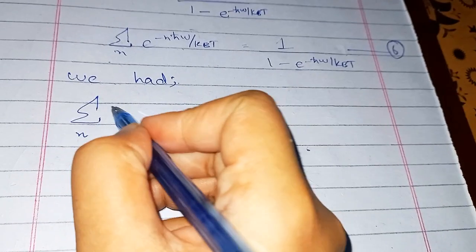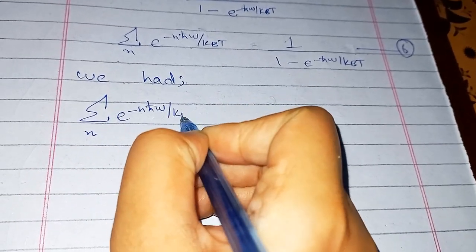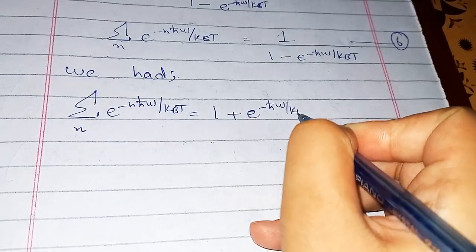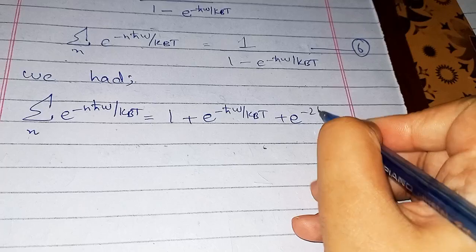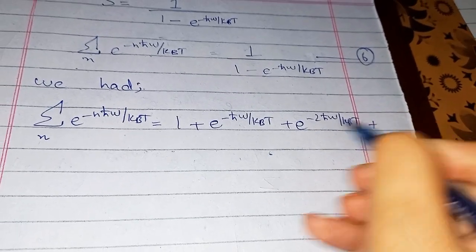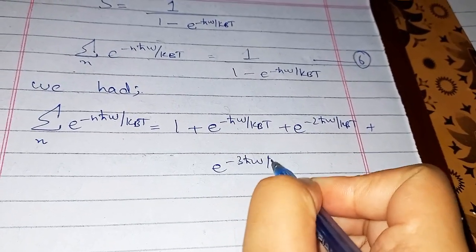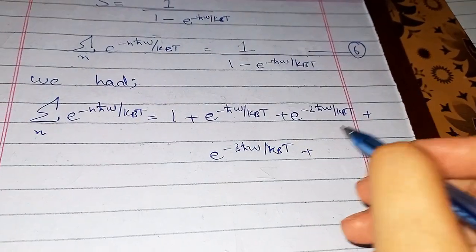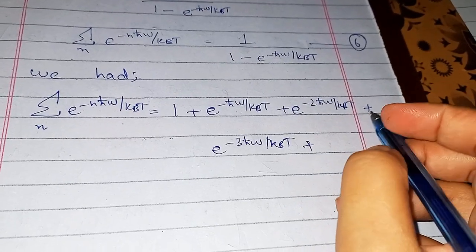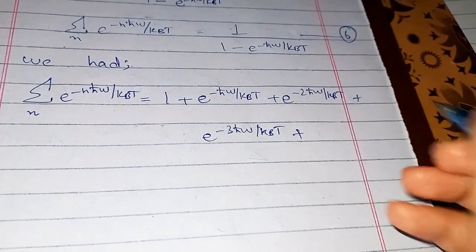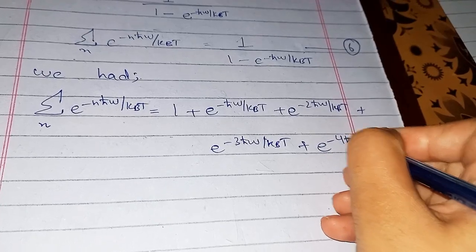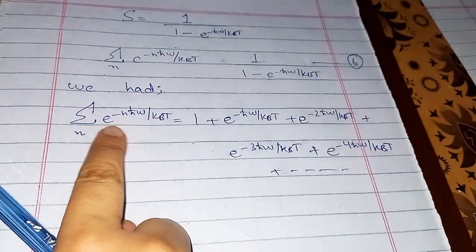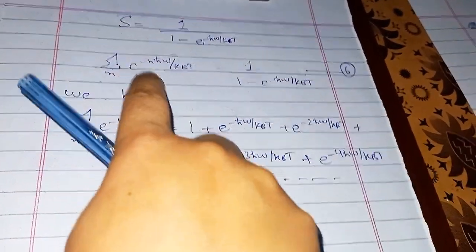summation n e to the power minus n h square omega by kBT, that is equal to 1 plus e to the power minus h square omega by kBT plus e to the power minus 2 h square omega by kBT. If you see, the series in the numerator is not a geometric series in a direct way. It doesn't form a geometric series, so we have to use some indirect methods to evaluate its summation. This is the expansion, and we can replace this thing with this because it's equal to this.